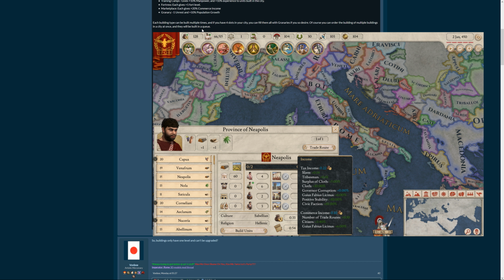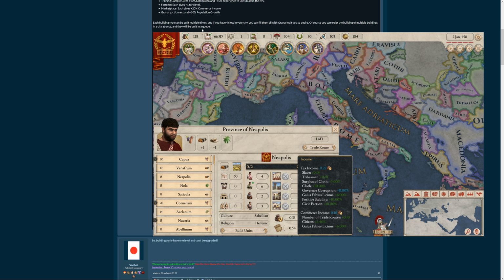There is governor corruption. That brings nothing. That would probably be a negative modifier if there is corruption then. Then we have Gaius Fabius Licinus, probably that guy, looking at his province. He's probably the consul or something. Adding 6%, so he could be maybe level 3 or something, adding 6% bonus to the income.